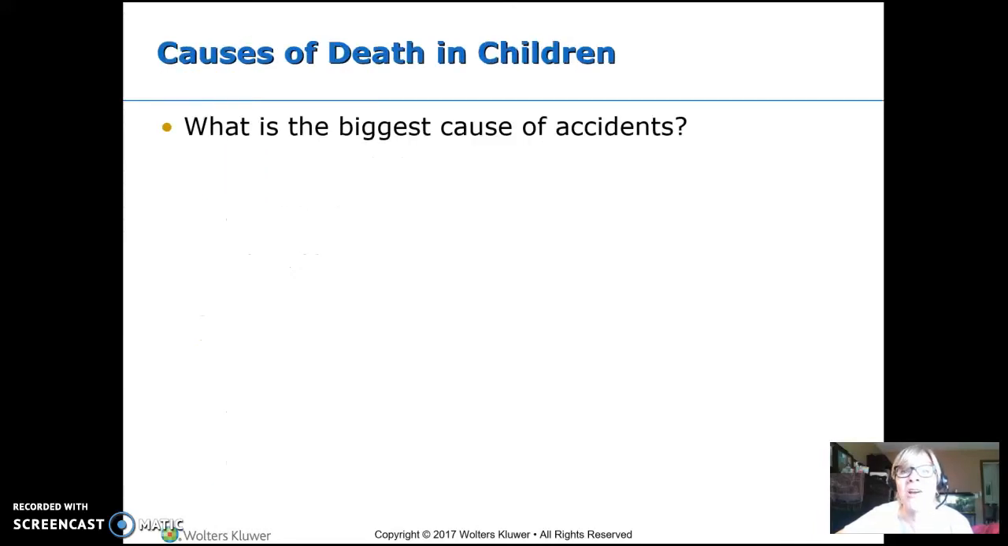So, what causes all these accidents? Motor vehicle crashes. And that can be as a passenger in the car. Your teens, it may be as a driver in the car. It can be as a pedestrian being hit by a car, or a kid on a bike being hit by a car, but it somehow involves motor vehicles, the majority of those.